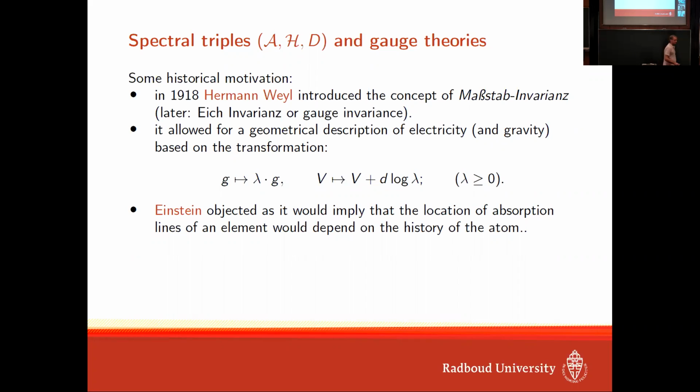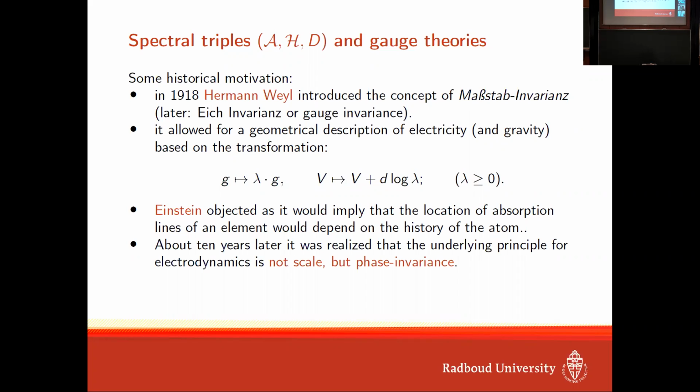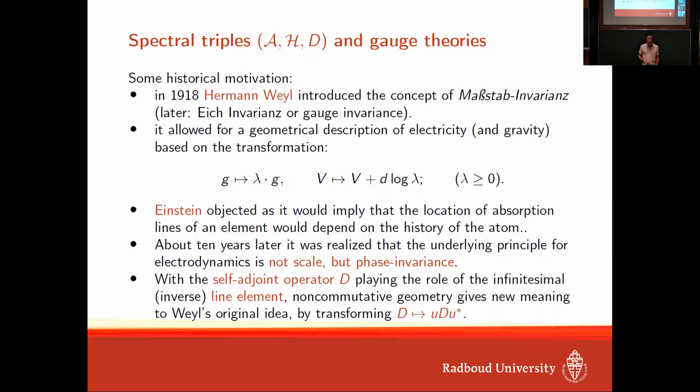But of course, what was missing, and there comes in the i, was quantum physics, because this was in the 1910s. So we had to wait like 10 years, and then some other people, London, Fritz London, in 1927, said that no, you should not look at scales, but phase invariance. So lambda should not be a positive function, but it should be of modulus 1. And so scale was replaced by phase invariance.